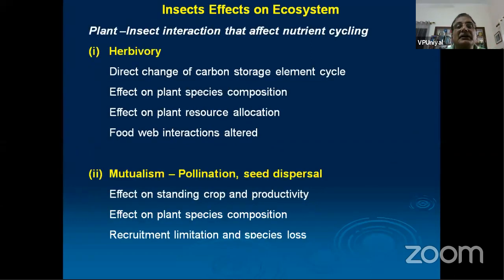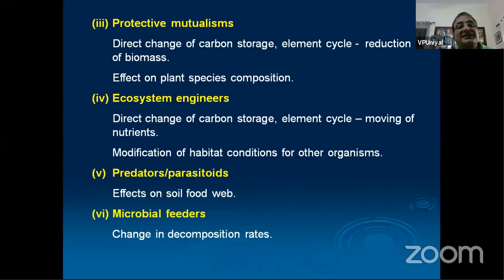They have an effect on the ecosystem. In plant-insect interaction they affect nutrient cycling. Without the nutrient cycling process, our natural decomposition process is not going to complete. Even then, direct change of carbon storage and element cycle, effects on plant species composition, effects on pollination and seed dispersal, I discuss here. They are the best ecosystem engineers. Direct change of carbon storage and element cycle, moving nutrients, modification of habitat conditions. So even the effect on soil and fruits.